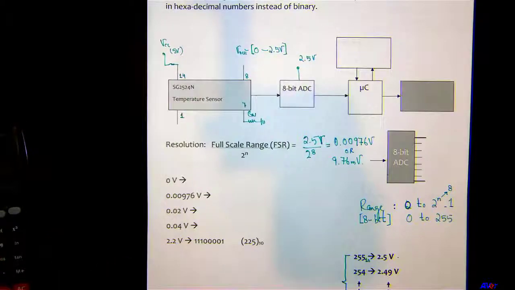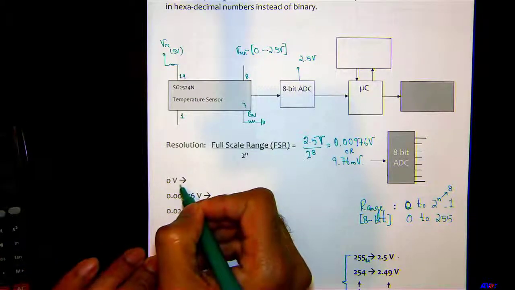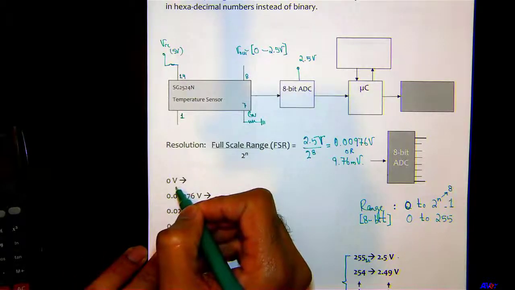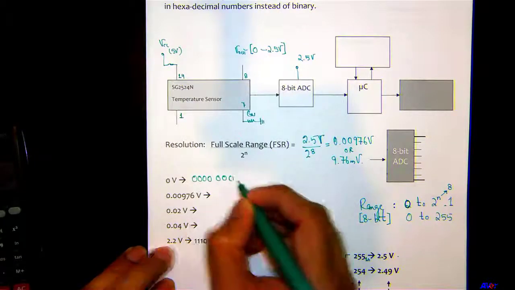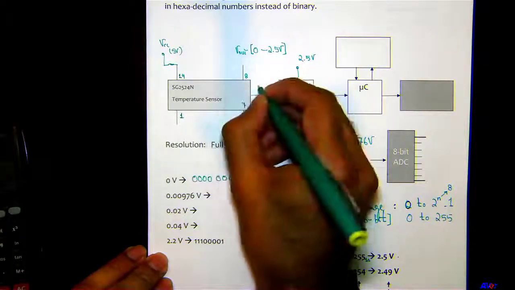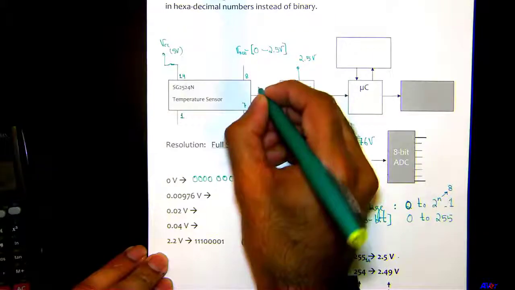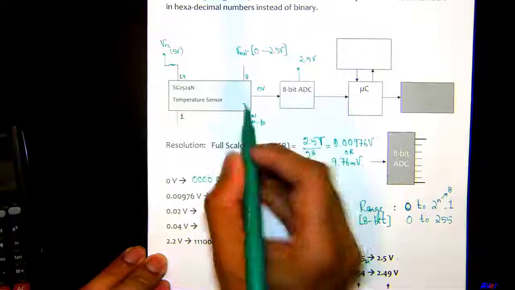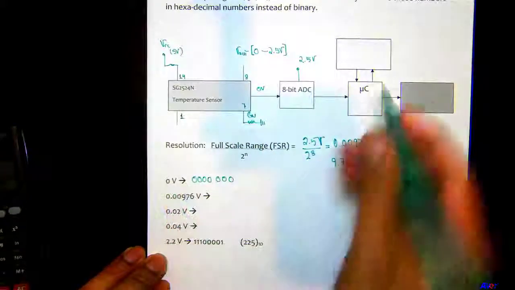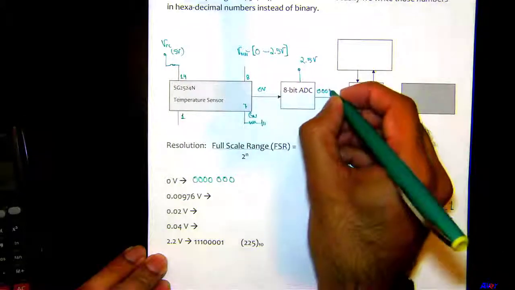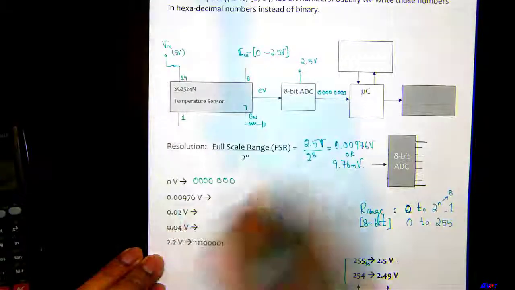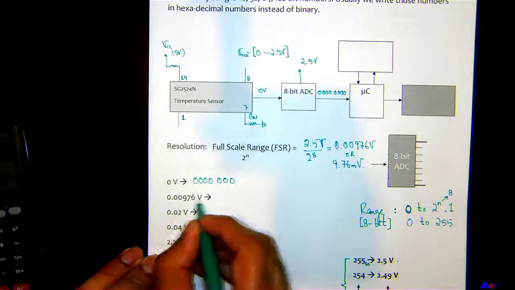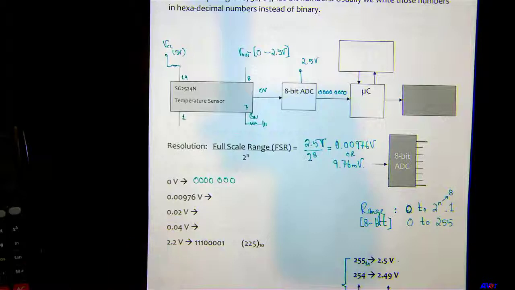So what would be an 8-bit code generated by the ADC for 0 volt? All zeros, right? 4 zeros, 4 zeros. Say your temperature sensor is reading 0 volts. That 0 volt goes into the 8-bit ADC. What comes out? It comes out 4 zeros, 4 zeros. Correct? Say if the voltage here is reading 0.00976 volt, what is going to be the code here?